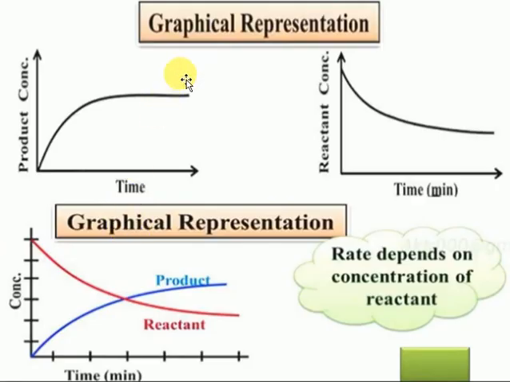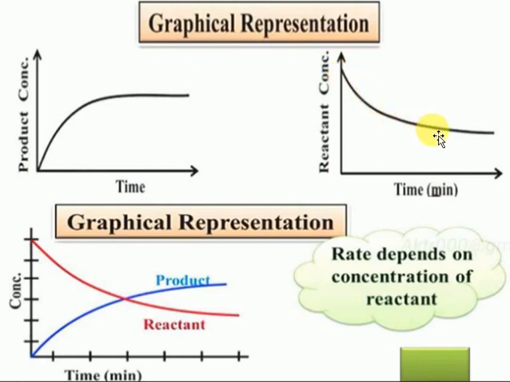Look at this graphical representation of a chemical reaction. Here is the product concentration with respect to time. The product concentration increases with time, and at a particular point becomes constant. You can also see it is a positive value. When you come to the reactant, the reactant concentration always decreases with respect to time.